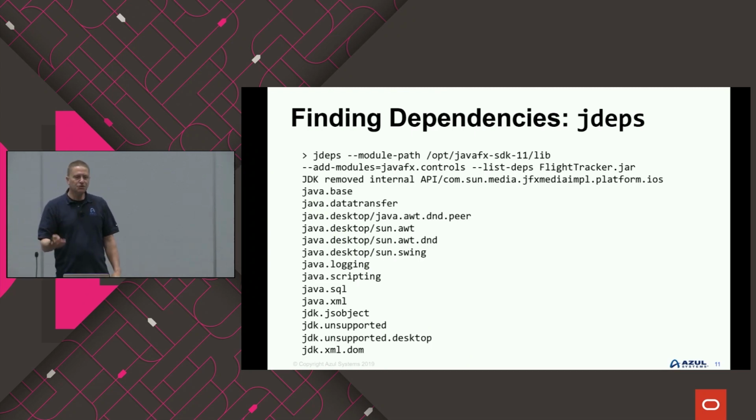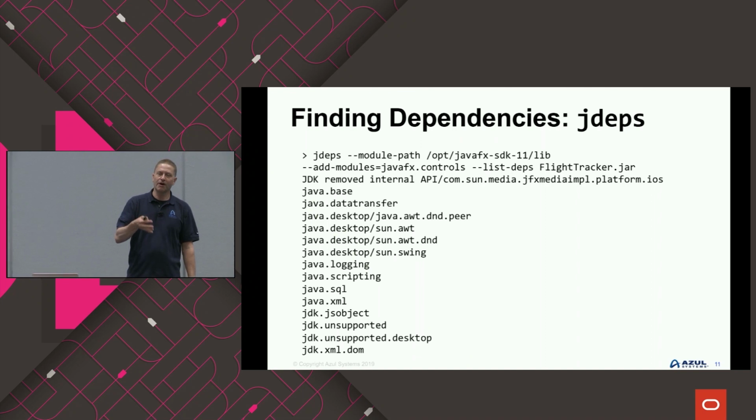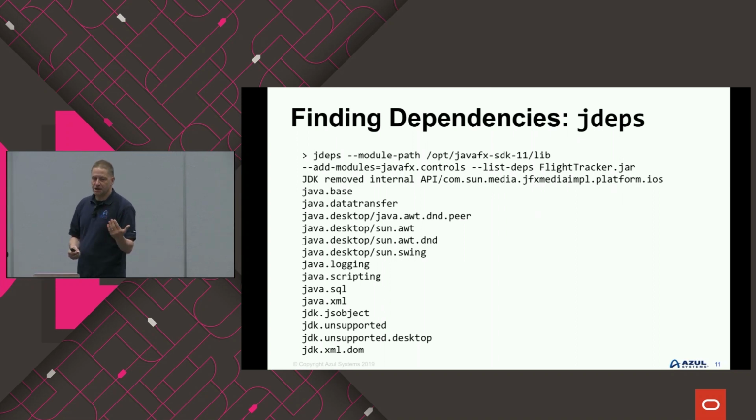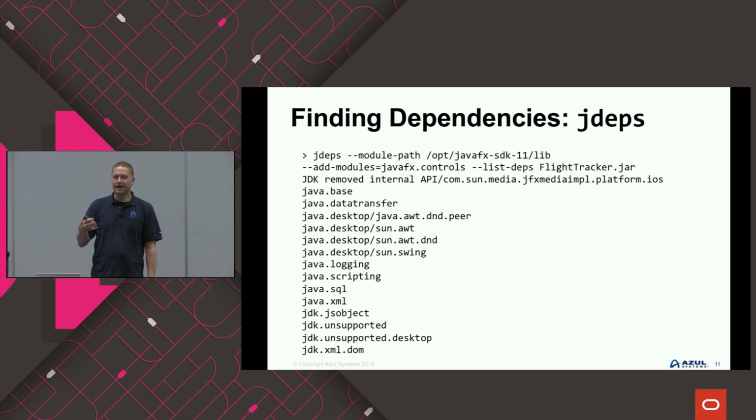JDeps is a very useful tool because this will help you to find the dependencies that your application has on modules in the system. So what you can do here is you can say, okay, JDeps, you tell it where the modules exist, so you tell it where to look for the modules. Then you say which modules you're interested in processing, and then there's various arguments you can give it in terms of the information that you want to get from that.